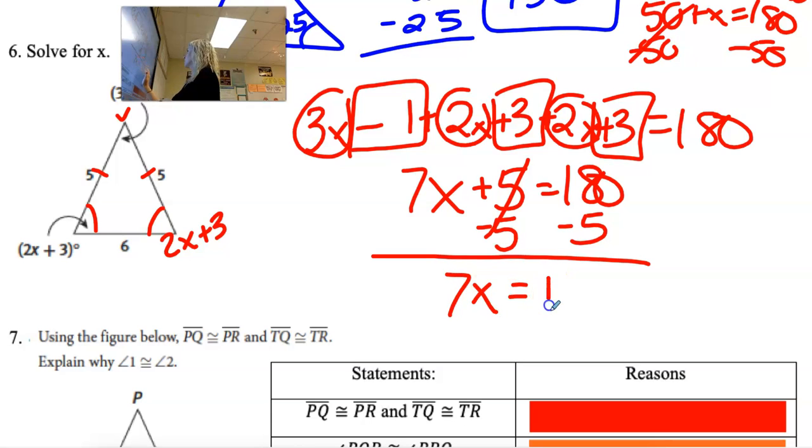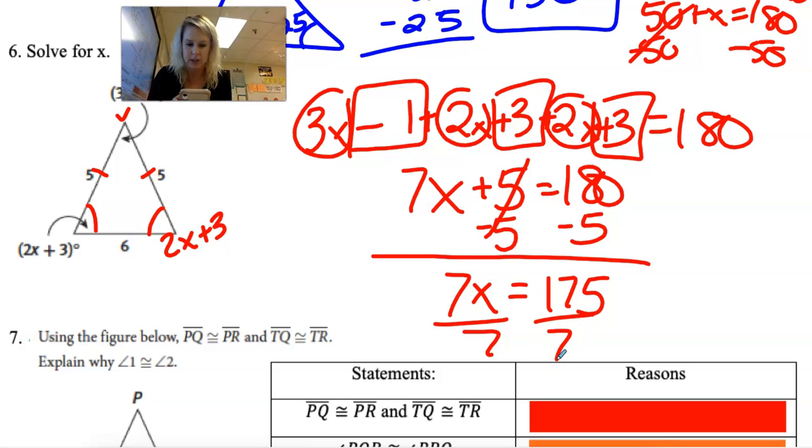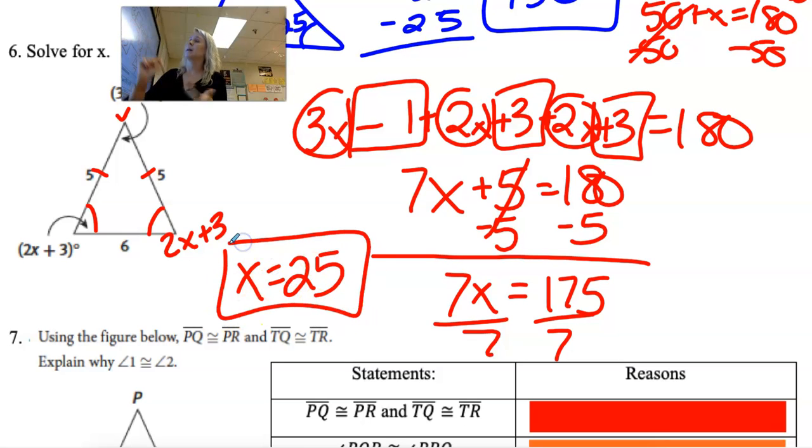7x equals 175. Divide by 7. 175 divided by 7 is 25. So x is 25. And I'm done because it wanted me to solve for x. If it said find the base angle, I would be substituting in my value for x.